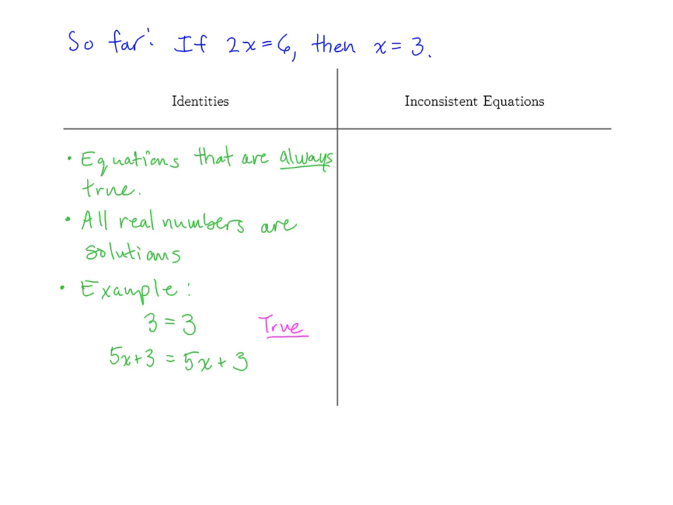The other possibility we have is that we could get an inconsistent equation as a result. And inconsistent equations are equations that are never true. Now, what that means is that there's no value of the variable that makes that statement true. So no real number is a solution to that equation.